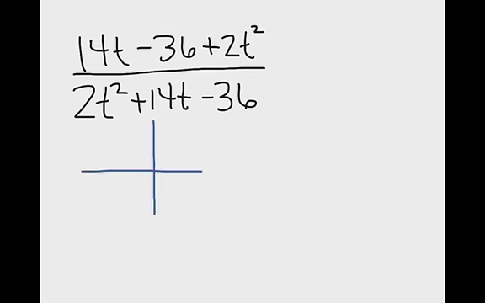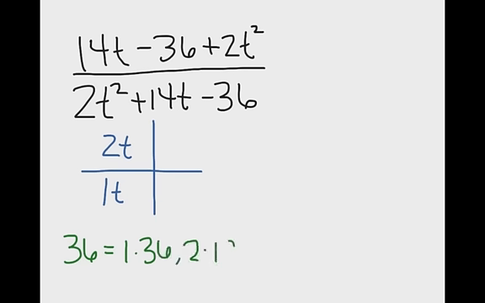So 2, the only numbers that will multiply together to give us a product of 2 are 2 and 1. So we have our 2t and our 1t. And then 36, there's a lot of them there, so we have 1 times 36, we have 2 times 18, 3 times 12, 4 times 9, and 6 times 6.